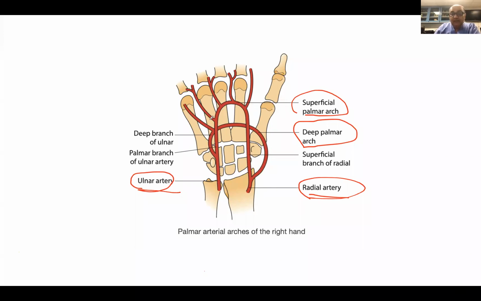Superficial arch, look at it. Deep arch. Who makes my superficial arch? Ulnar artery. Who makes my deep arch? Radial artery. The arch seems like radial and ulnar branches merged together.